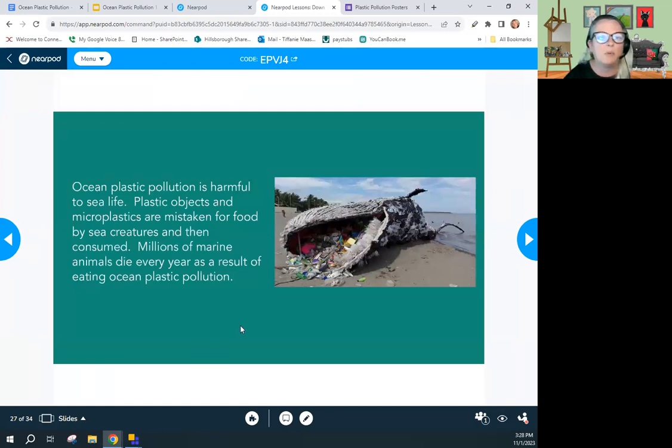So ocean plastic pollution, not just microplastics, but all of it, is harmful to sea life. Plastic pollution and microplastics are often mistaken for food by sea creatures. Those plastics get consumed, they eat them, and millions of marine animals die every year because of this from eating plastic.